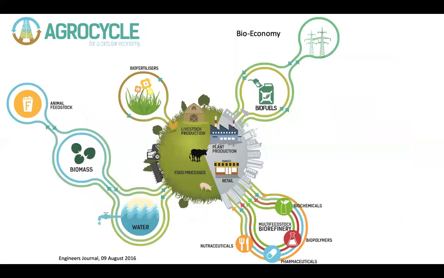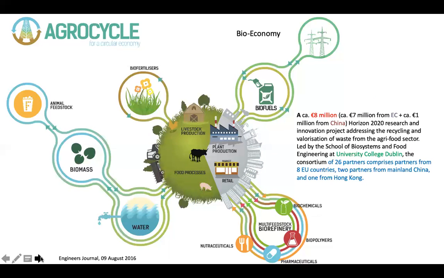So this is an example of a company called AgroCycle that makes everything circular. If you have animal feedstock, you get biomass, and then you can try to return many things, like fertilizer. They want everything to be in a loop so that we don't have to throw everything away. That's the idea of a circular economy.